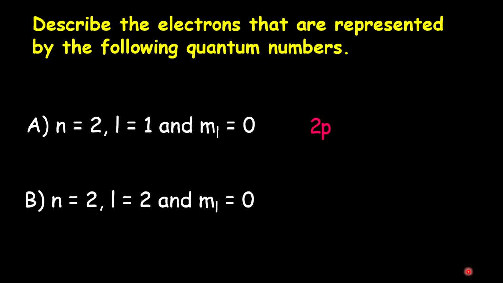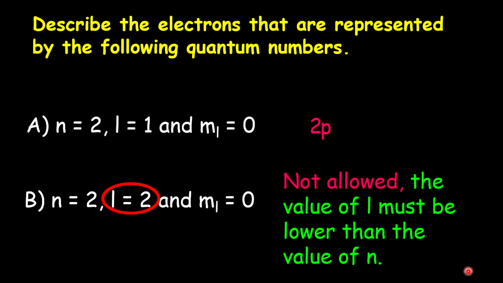Now for B, the first thing I look at is our n value, which is 2. But there's something that stands out right here. L is also equal to 2. Now remember, L must always be lower than n. And so if L is the same value or higher, then you know that this quantum number is not correct. It is not possible. This is not allowed simply because the L value must be lower than that of the n value. To prove this, remember that L is equal to 0 to n minus 1. So it must be at least 1 less all the time.